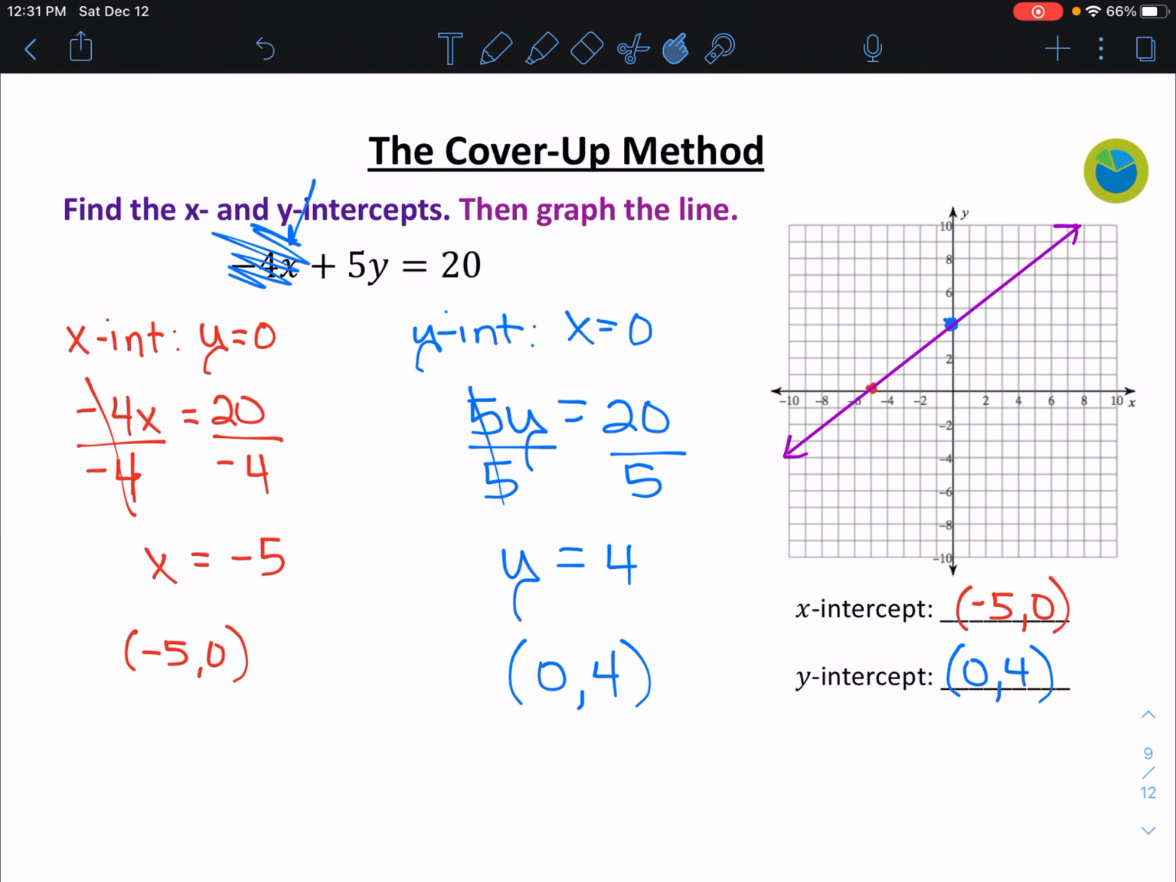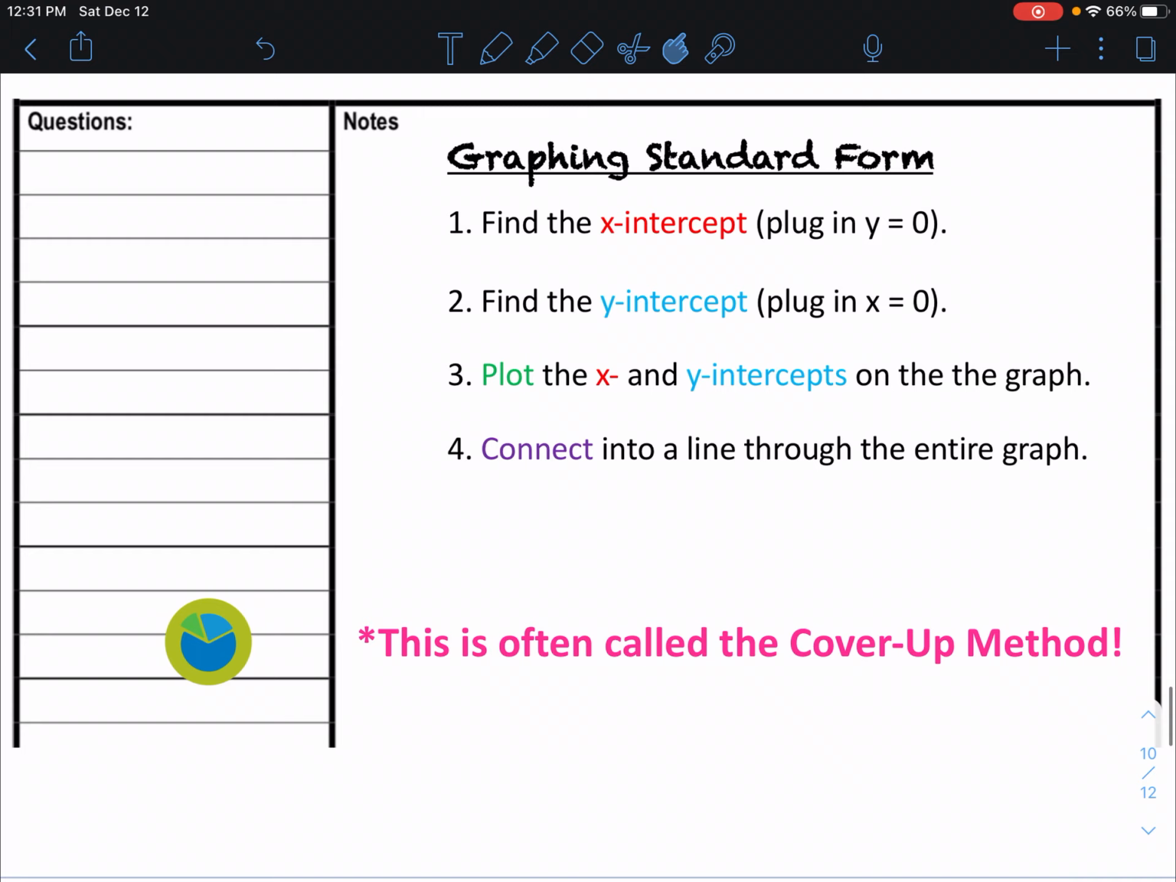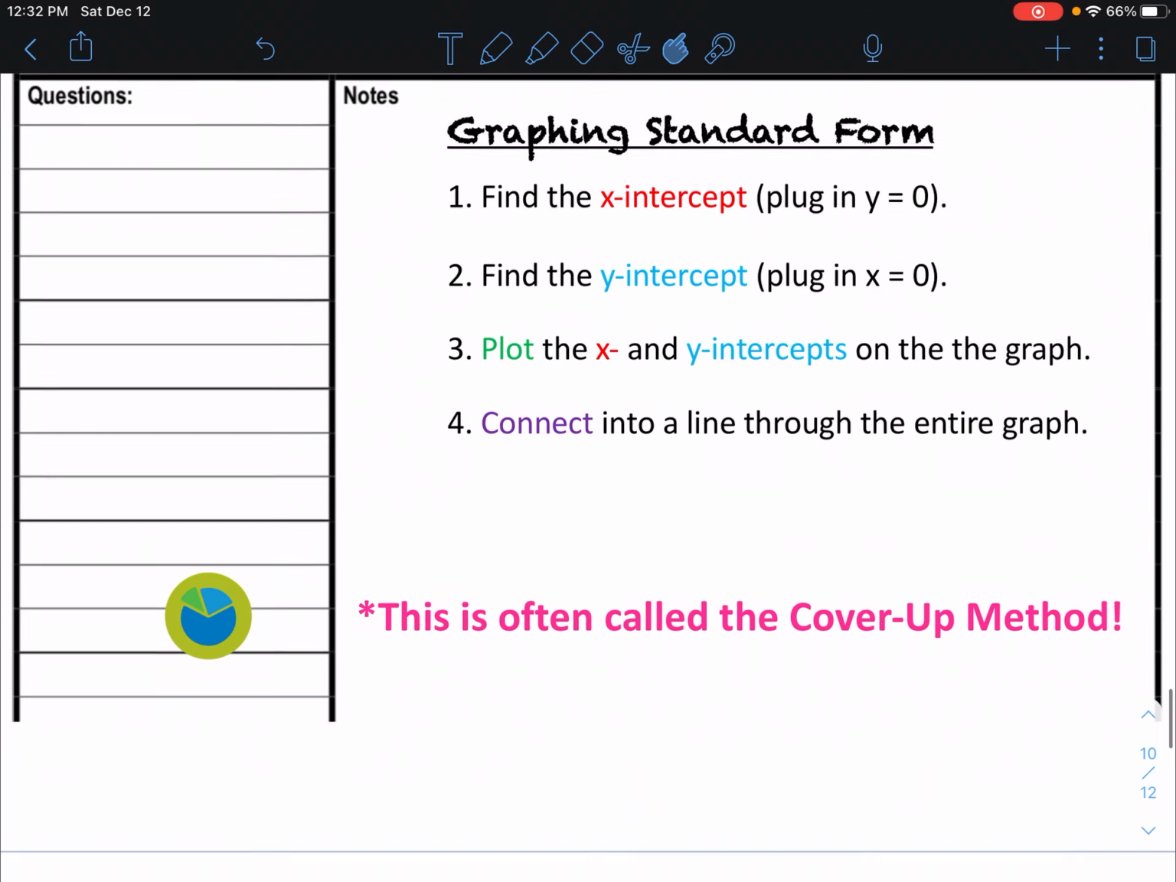And that's how you graph lines in standard form. Use the cover-up method and plot your x and y intercepts. All right, so once again, what are we doing? Find the x-intercept by plugging in y equals 0. Then find the y-intercept by plugging in x equals 0. Plot those two intercepts and then connect the line. This is called the cover-up method.